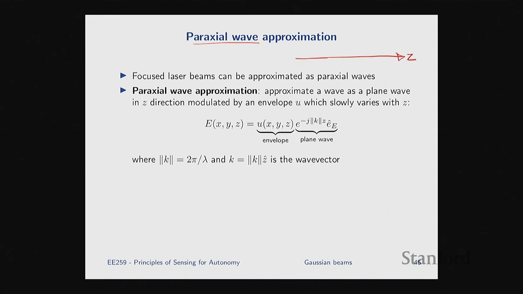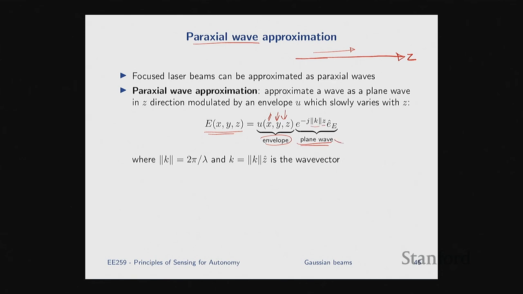The Z axis is the axis of propagation. It says that if you look far enough down the axis of propagation of the wave, any kind of wave, you can approximate the electric field as some envelope, call that u, which is a function of x, y, z, the coordinates, times a plane wave that is traveling in the z direction, which we're writing as e to the minus j norm k z.